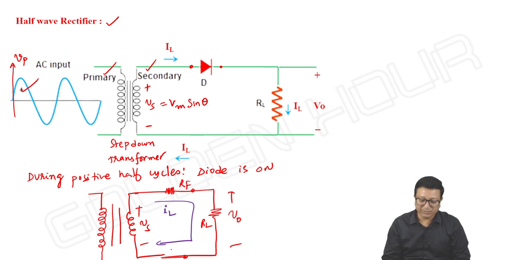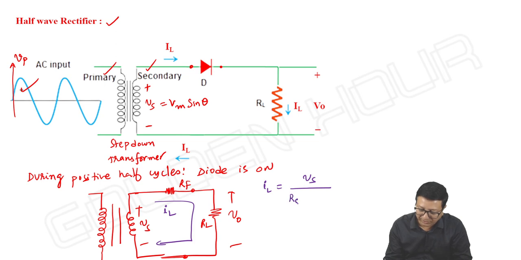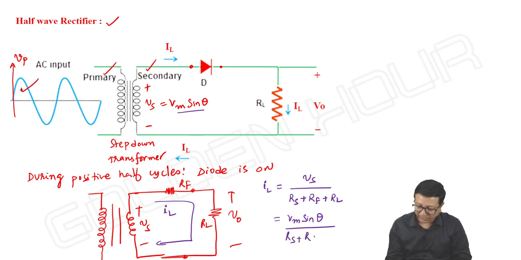And what can we write for this IL? The IL is now given by the secondary voltage divided by the secondary coil internal resistance denoted by RS, plus the diode forward resistance RF, plus the load resistance RL. Further, what is secondary voltage? It is Vm sin theta, so IL is Vm sin theta by Rs plus Rf plus RL.